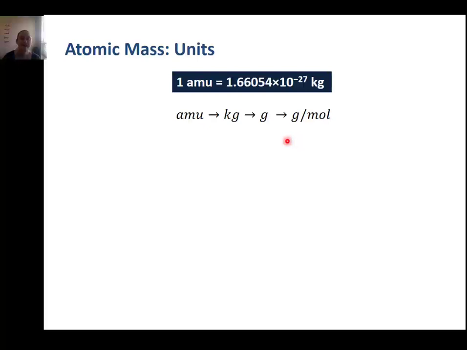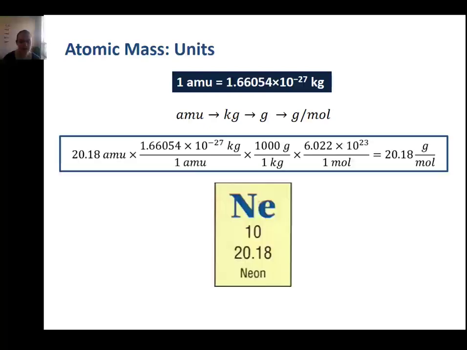Now, if we start with the mass of neon, which was 20.18 AMU, and do these conversions, the first conversion here is going from AMU to kilograms, and then the second one is going from kilograms to grams. The unit we're going from is always in the denominator. The unit we're going to is always in the numerator. And then I'm also multiplying by Avogadro's number, so it has an implicit unit of atoms per mole.